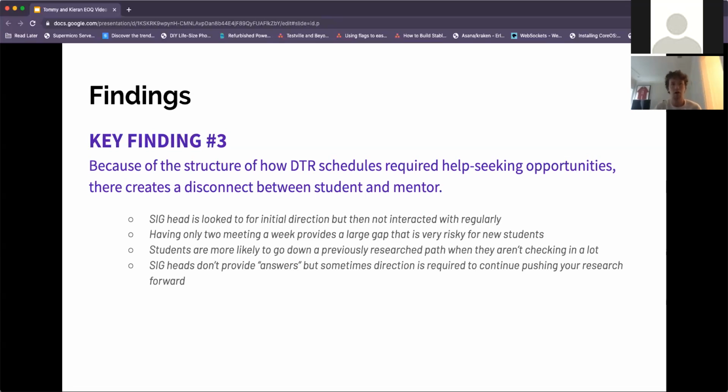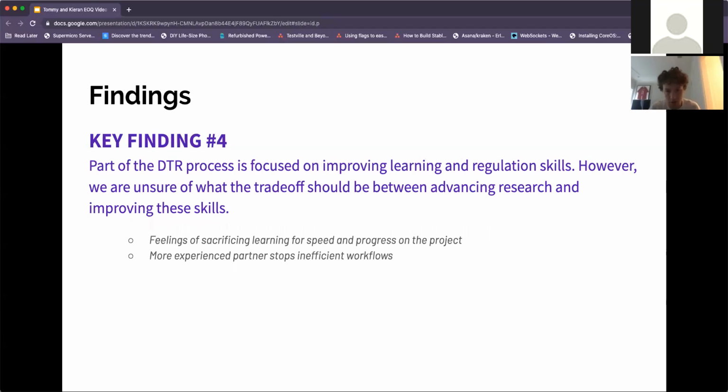And a lot of students didn't reach out for help during tasks. They would wait till afterwards for a more general check-in. And this was generally more common with newer, younger students.